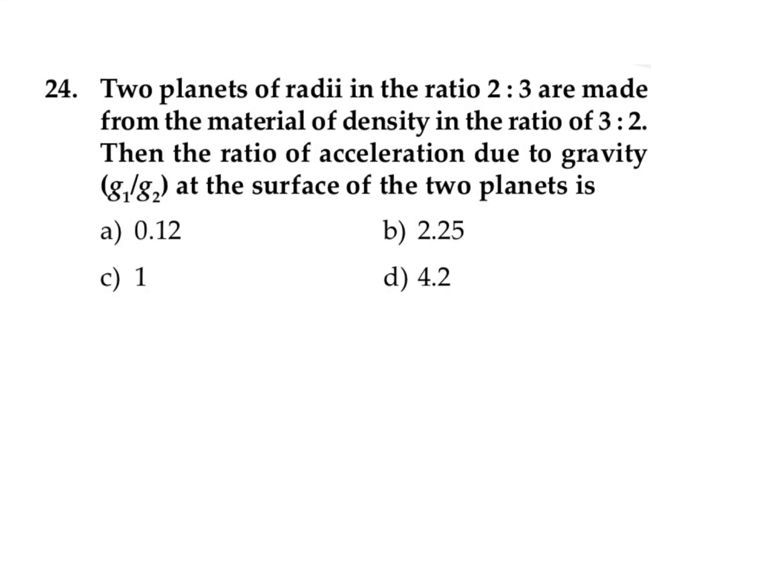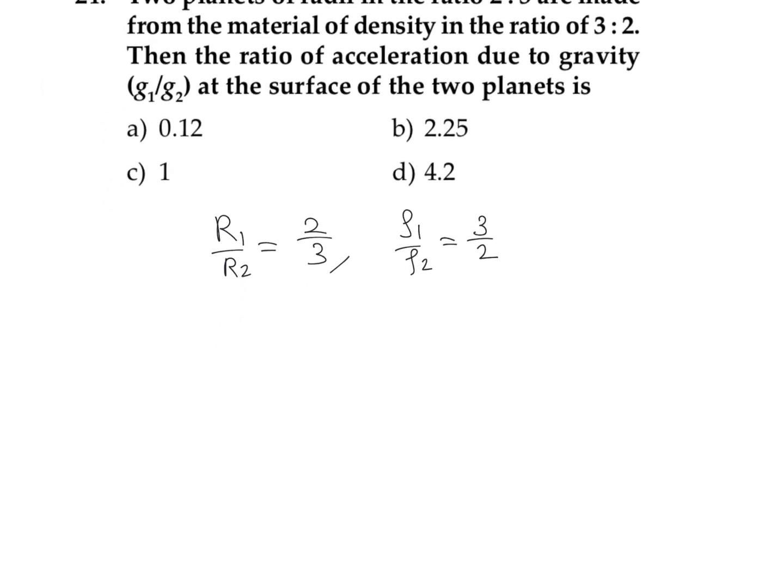And this question is: given that two planets of radii in the ratio 2:3, so we can write their R1 by R2 as 2 divided by 3, or 2:3, made from a material of densities in the ratio, we can take it as rho 1 by rho 2 is equal to 3 divided by 2. Then the ratio of acceleration due to gravity at the surface of the two planets is?